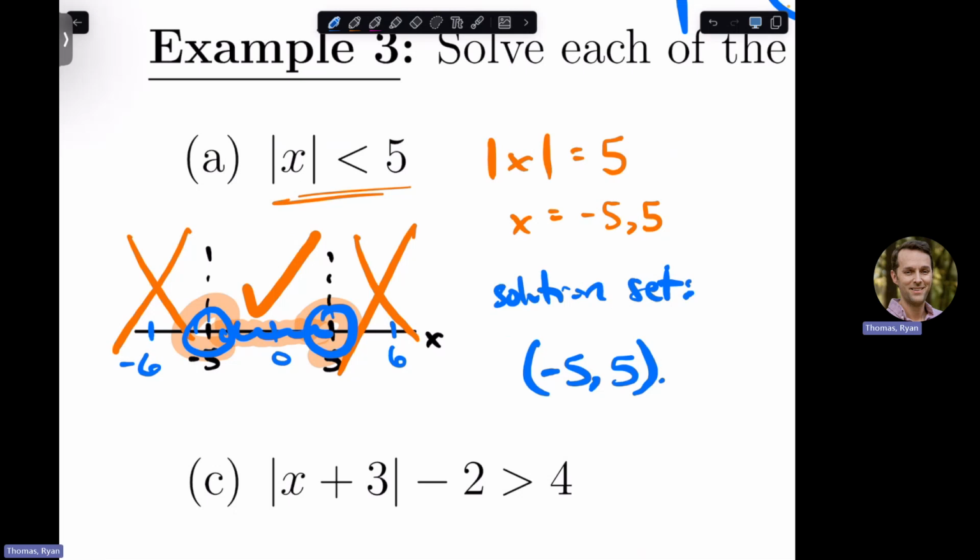Yes, brackets, if they were included, and the way you would tell that is, because at those endpoints they are equal, which means if I plug 5 in here, asking is 5 smaller than 5, the answer is no.